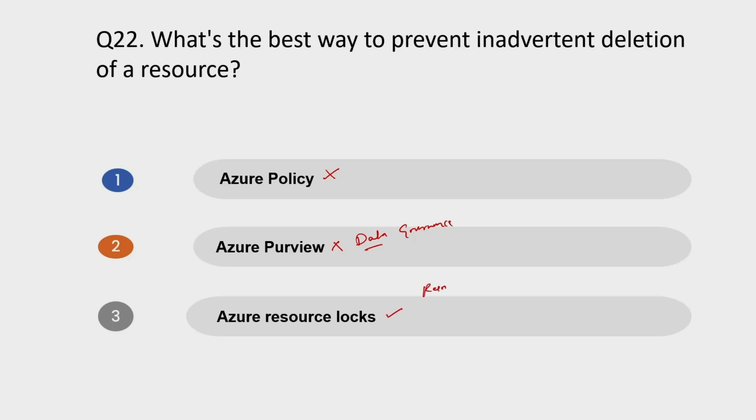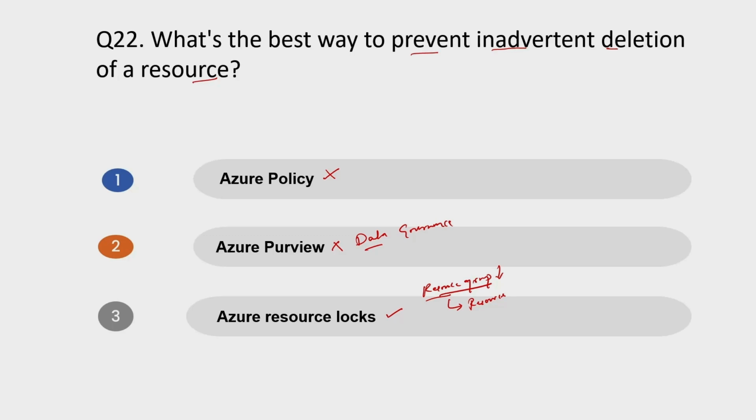We will be able to use Azure Resource Log at different levels of hierarchy. We will be able to log the resource group and log the resources under the resource group. So using Azure Resource Log, we will be able to prevent inadvertent deletion of resources. So the keyword is deletion of resources. So we have the right answer. Azure Resource Logs.